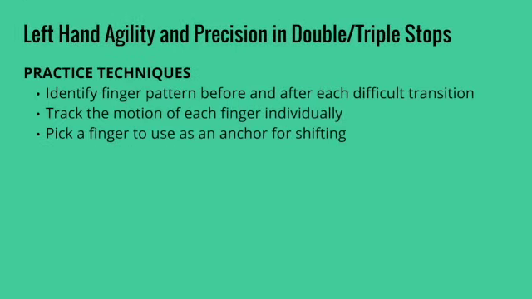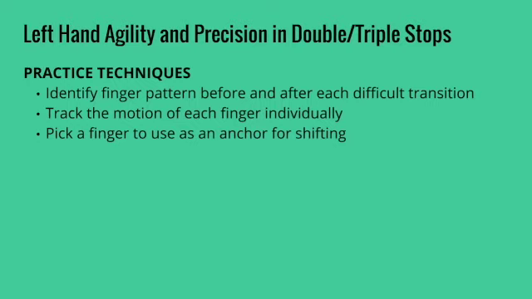So as students are working on these exercises, these are the things that I would make sure to tell them. That is to identify the finger pattern that you're looking at, and then also to look before and after those finger patterns to see what has changed. You can track the motion of each finger individually to make sure that things are moving smoothly. You can make sure that if a finger has to switch strings, does it go straight across the string? Does it have to move a half step in one direction or the other?